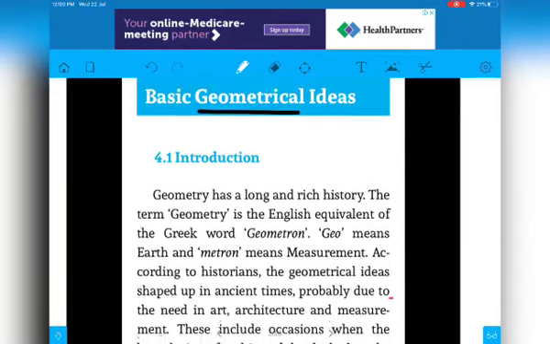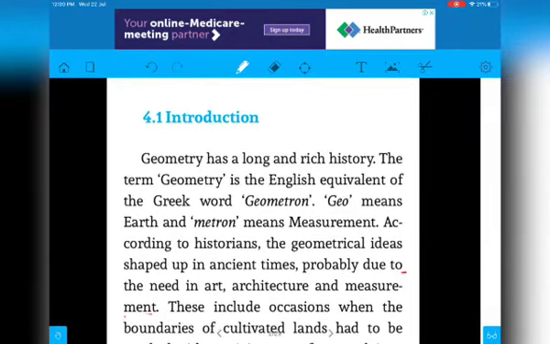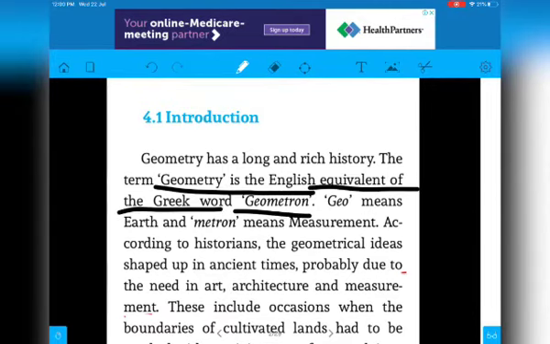Now dear students, geometry is made from the Greek word geometron. As you can see, geometry is the English equivalent of the Greek word geometron. Geo means earth and metron means measurement. So the measurement which we do on earth is known as geometry.